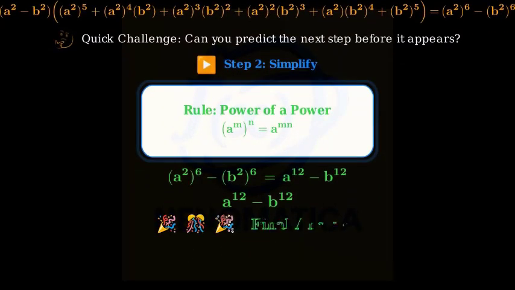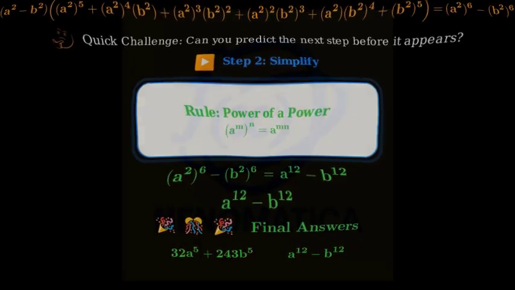Great job. Final answers in green. First expression simplifies to 32a to the fifth plus 243b to the fifth. Second expression simplifies to a to the 12th minus b to the 12th.